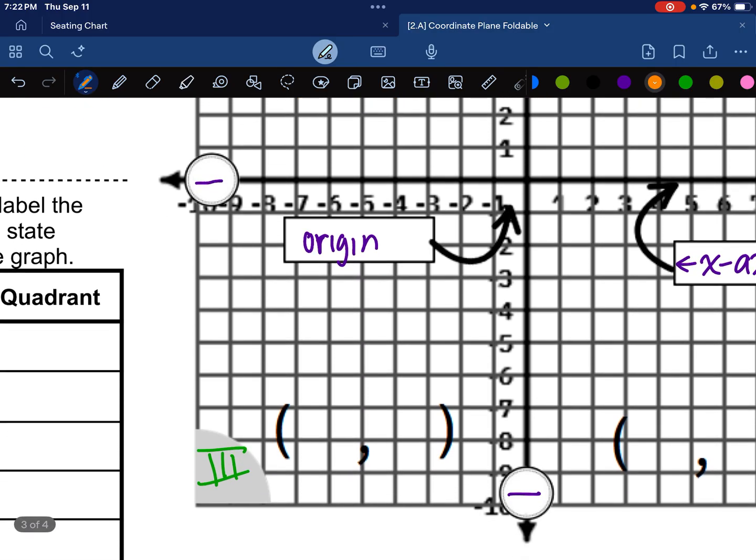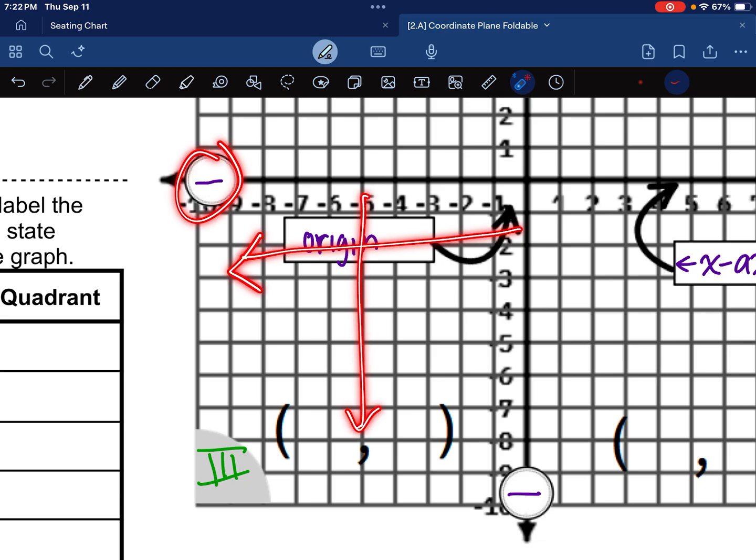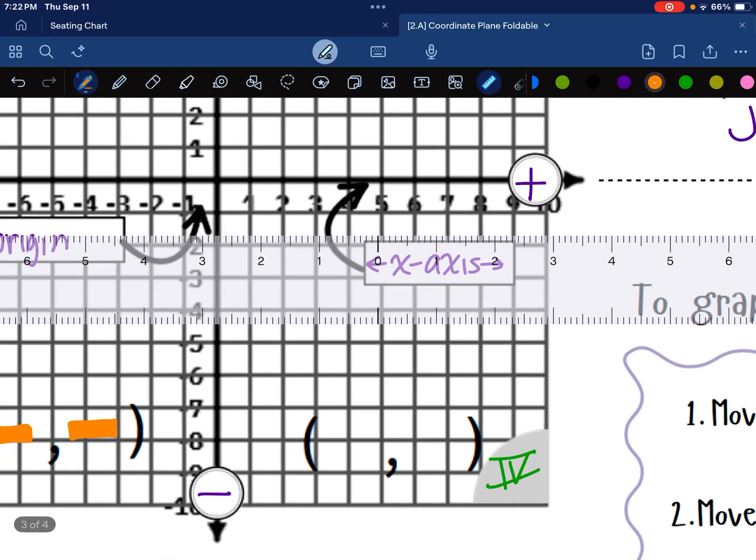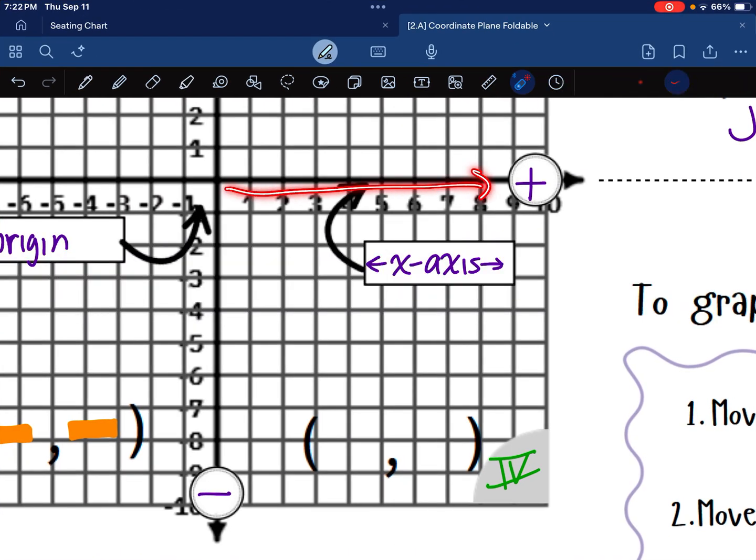For quadrant 3, it comes to the left and then it comes down. So both left and down are negative. So if ever you have an ordered pair with 2 negative numbers, you know that it's automatically in quadrant 3 somewhere. And lastly, quadrant 4, we go to the right, which is positive, and we go down, which is negative. So our x values here are always positive, and our y values are always negative.